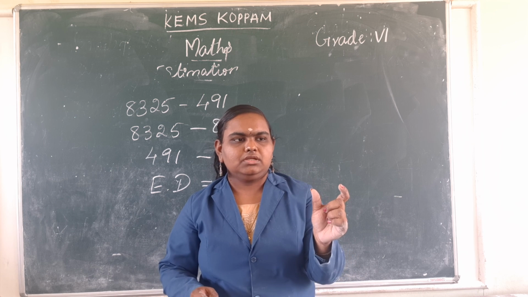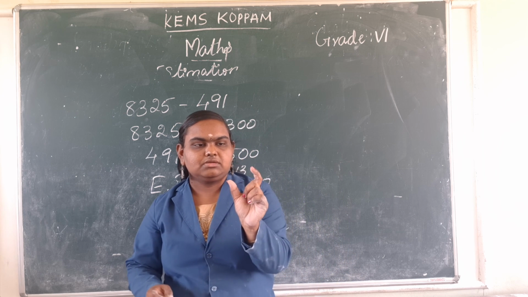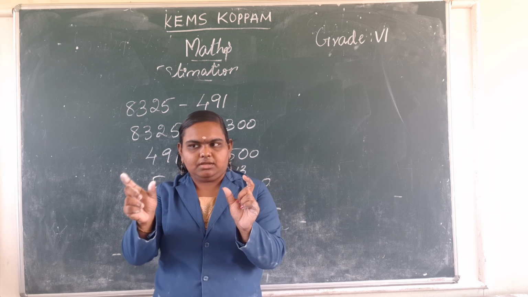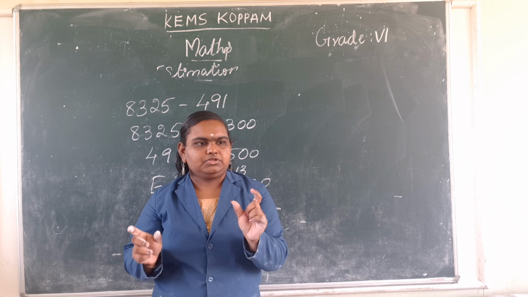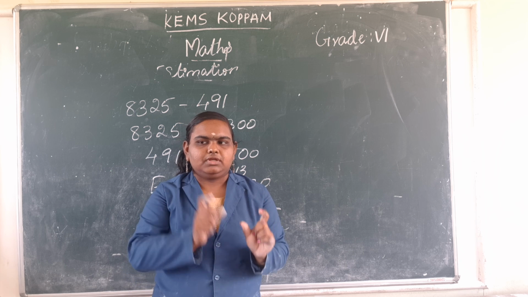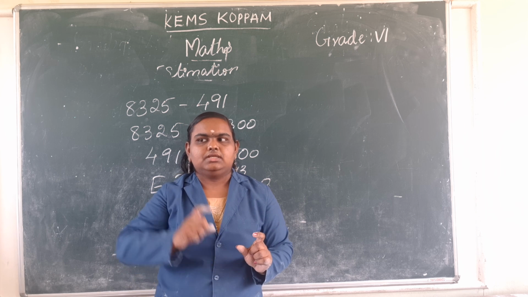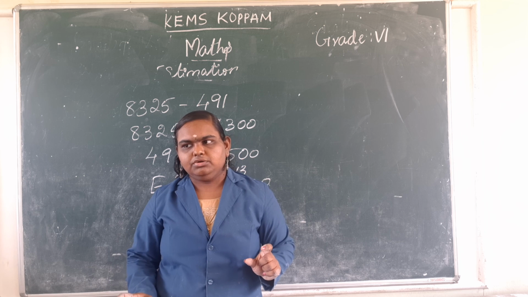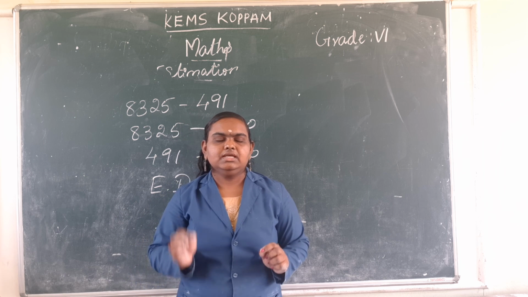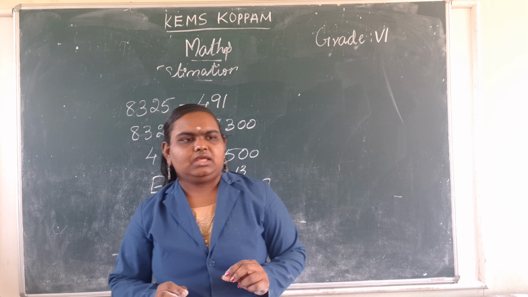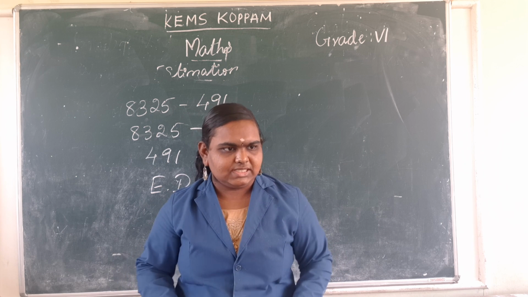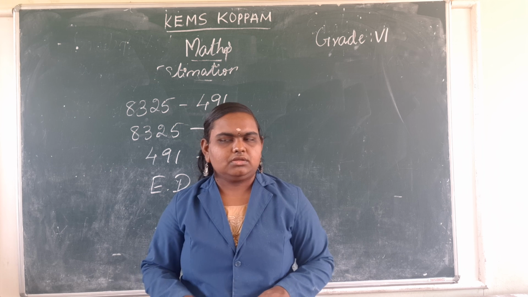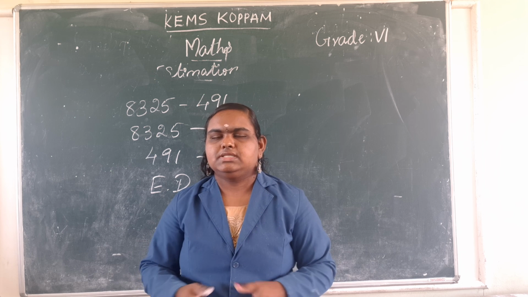If you are converting the first number in hundreds, the second number also should be converted or rounded off into hundreds. If you are converting into tens, the second number also should be converted into tens. Then only we can get the answer. If you are taking tens or hundreds, the answer will be same. Don't worry about that. Is it clear now?